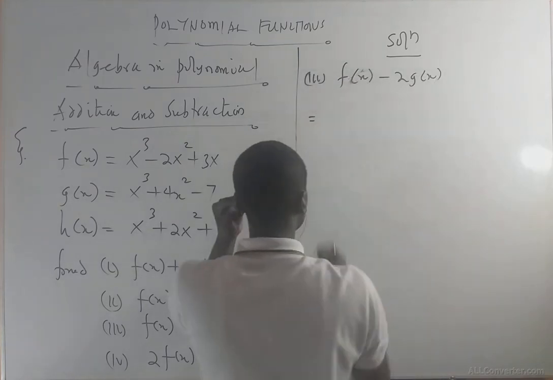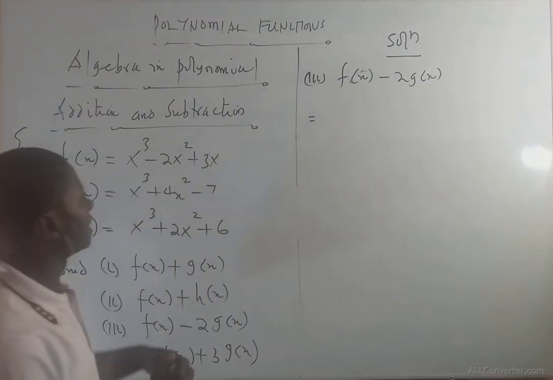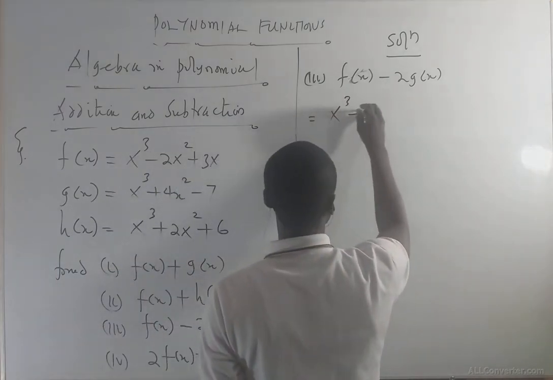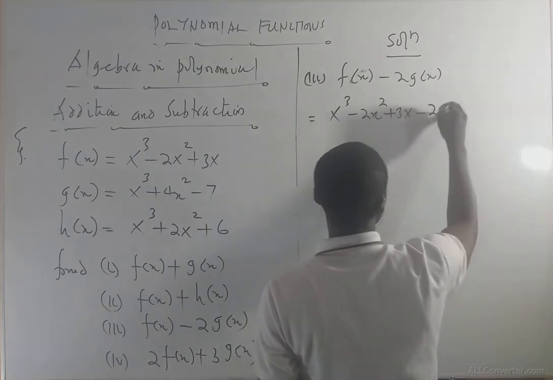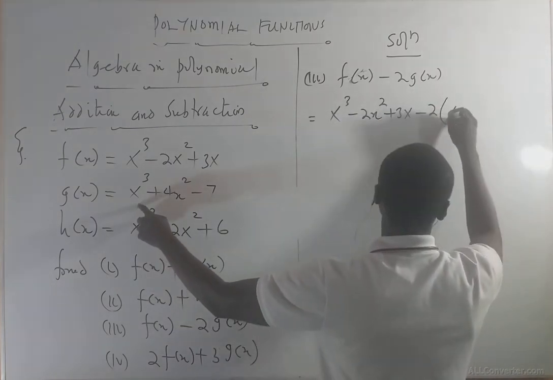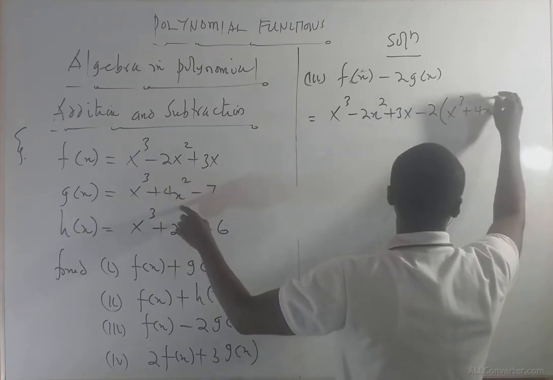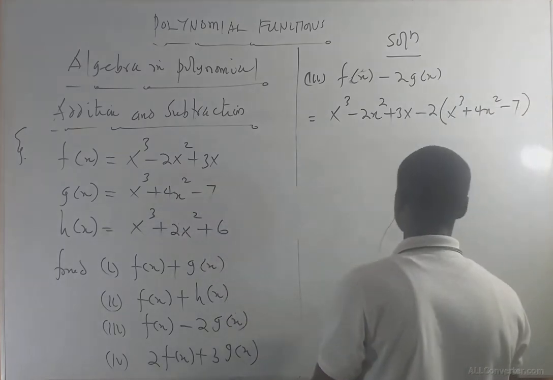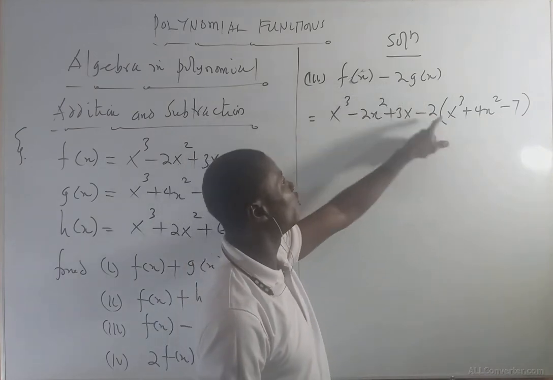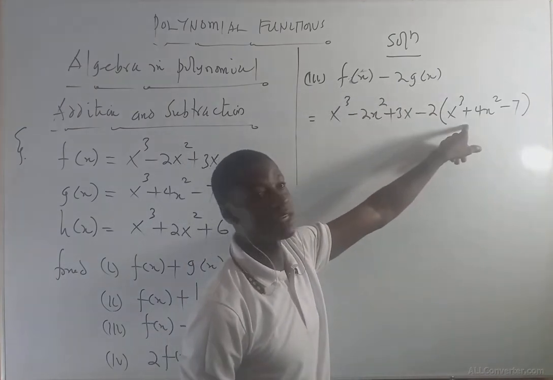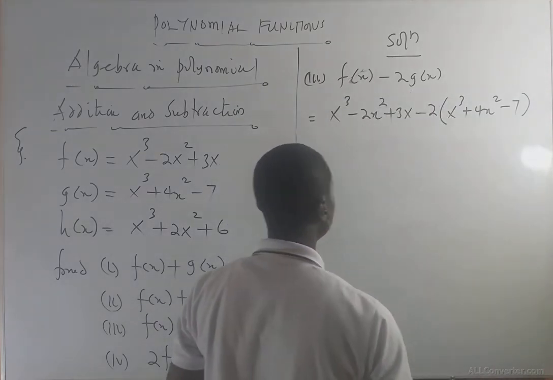Okay, so this should be equal to f of x from the question, which is s cubed minus 2x squared plus 3x. Okay, so we have s cubed minus 2x squared plus 3x minus 2 times g of x, and g of x is s cubed plus 4s squared minus 7. Now because of the minus 2g of x, if you don't put the function g of x in bracket, it will affect your answer. So take note of that. So we have minus 2 times g of x. So you put the g of x in the bracket so that you can simplify later.